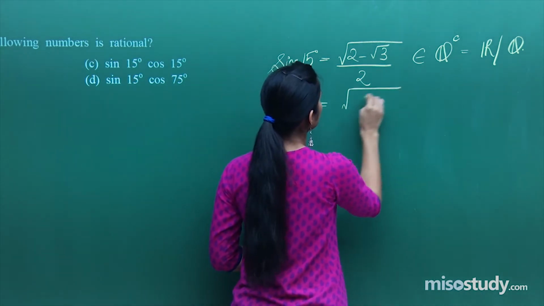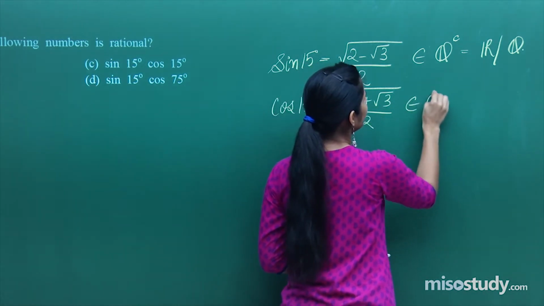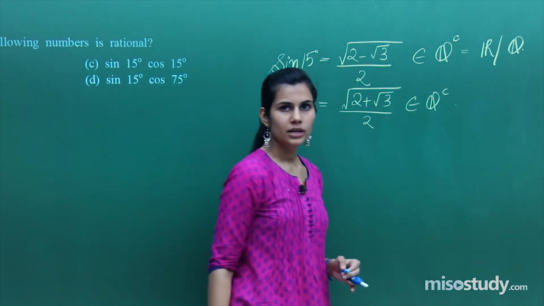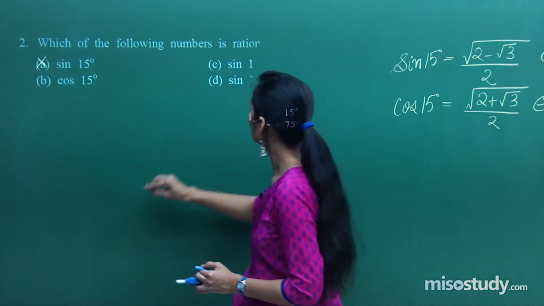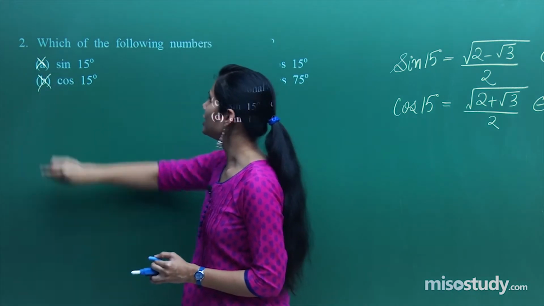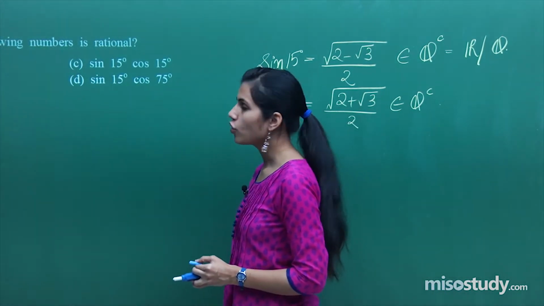Cos 15 we know is root over 2 plus root 3 by 2, again an irrational number. The question is which one is rational? So definitely this is not rational. Then you have this, which is not rational. Next you have sine 15 cos 15 and sine 15 cos 75.